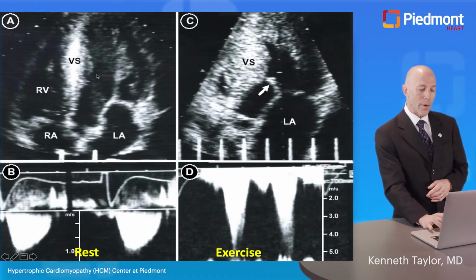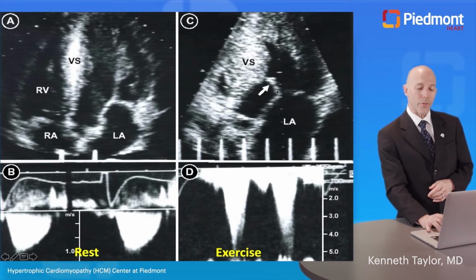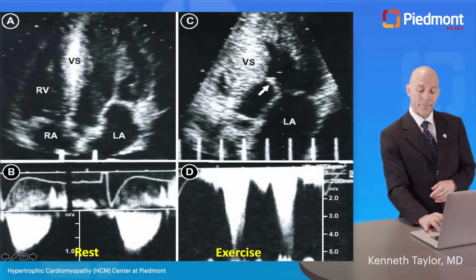Here's an echo image of a baseline and stress, and you can see at baseline the outflow tract is open, but with stress you develop dynamic outflow tract obstruction and systolic anterior motion of the mitral valve. And here is the resting gradient, which is low, and then with exercise it goes up very high.